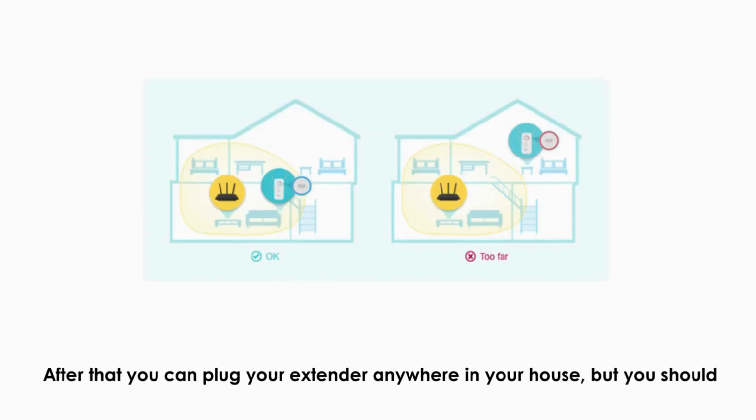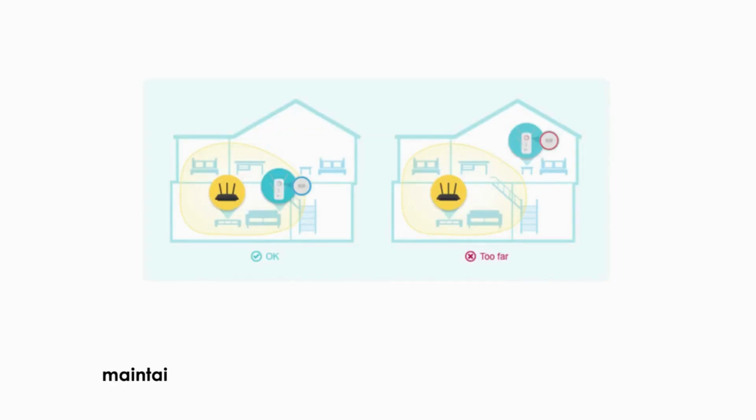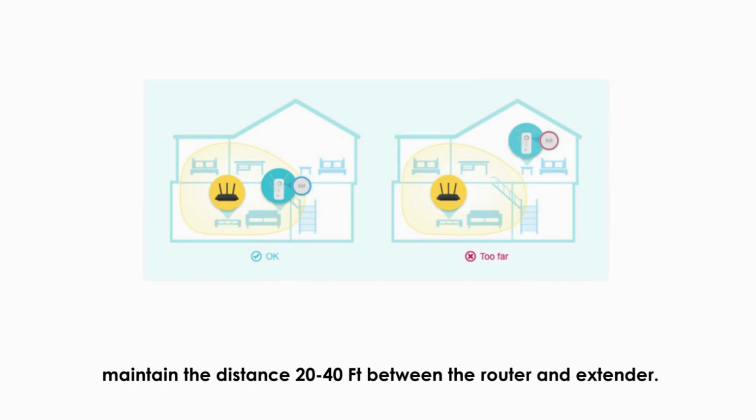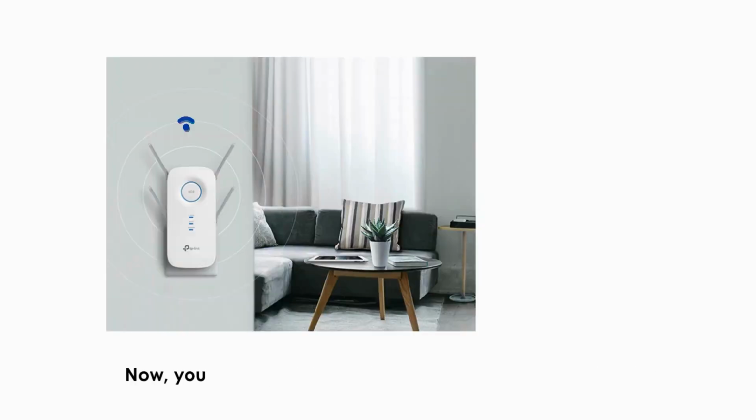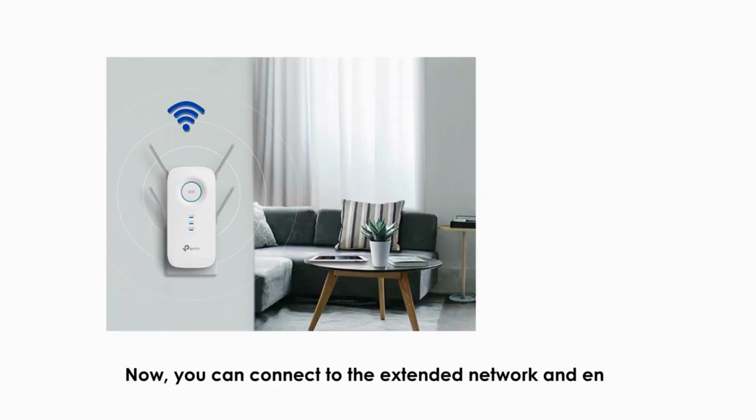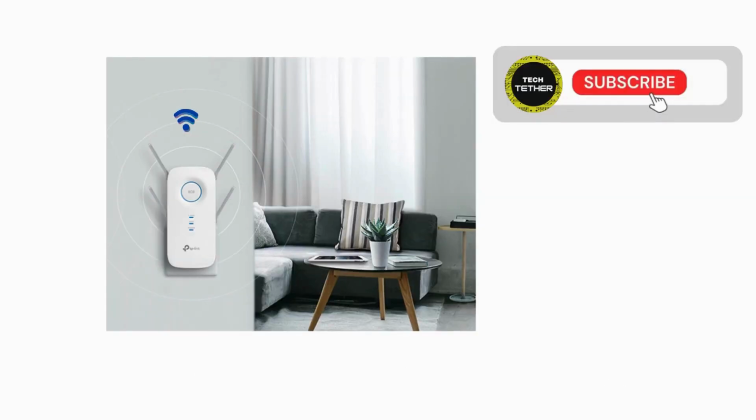After that, you can plug your extender anywhere in your house, but you should maintain a distance of 20 to 40 feet between the router and extender. Now, you can connect to the extended network and enjoy uninterrupted connectivity.